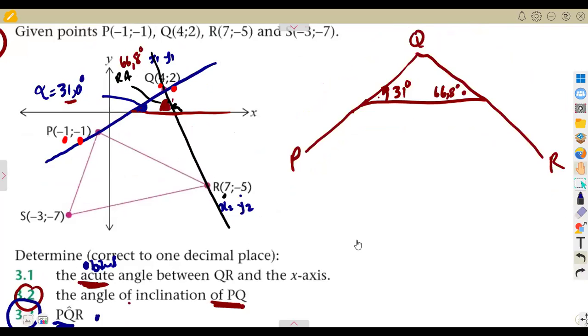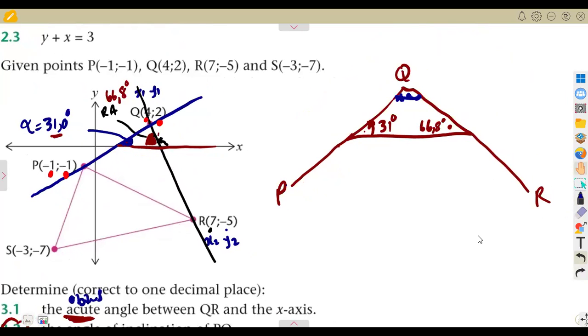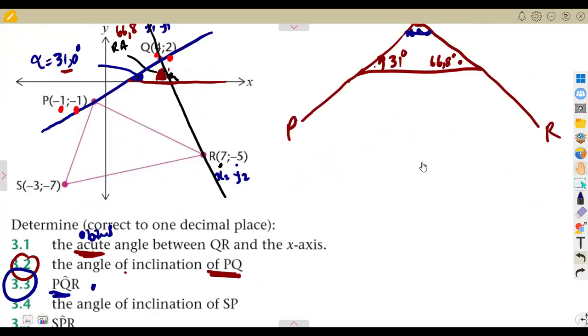From P to Q to R. The angle that we are talking about, PQR, is this one, inside of the triangle. This angle here that is formed there. So in a triangle, we understand that angles in a triangle add up to 180.